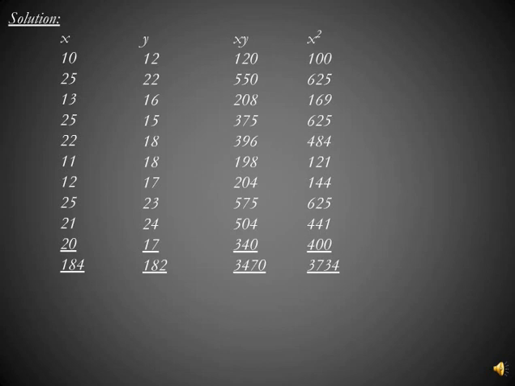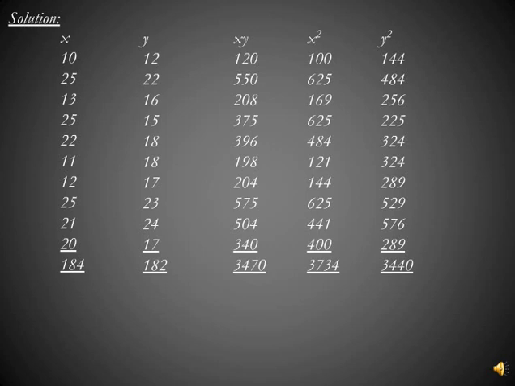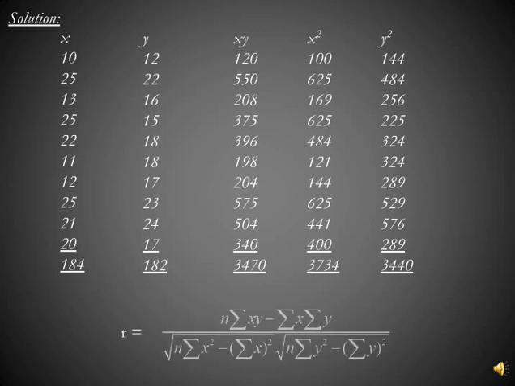And at the end you will do its sum, that is 3734. Similarly, you will also calculate y square. So 12 whole square comes to 144, 22 whole square comes to 484, 16 whole square comes to 256, and similarly you will find the other square values of y, and at the end you will do its sum, that comes to 3440.